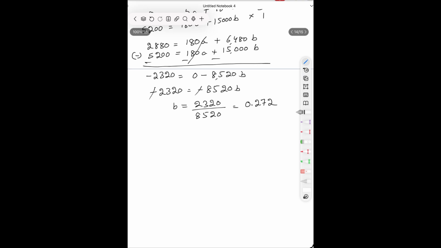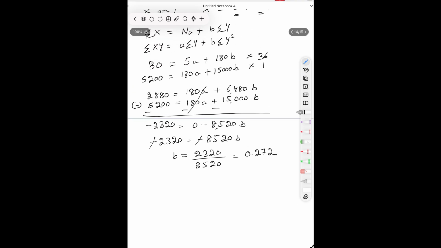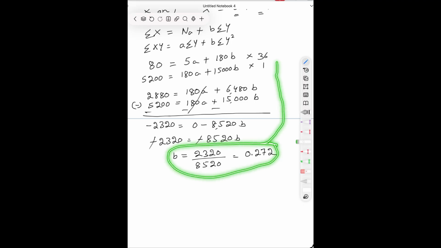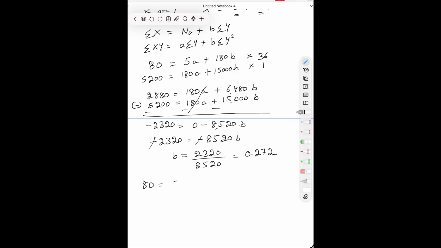Similarly, you have to find out the value of a. What will you do now? Put this value of b into one of the equations. Let us say I am using this equation to find the value of a. So we will say 80 is equal to 5a plus 180b. Now the value of b is available, so we will put the value of b, which is 0.272. Remember, if you take the approximation, your final answer would also be an approximation, but that is okay.